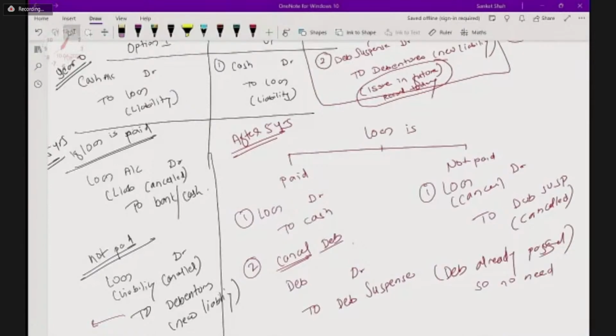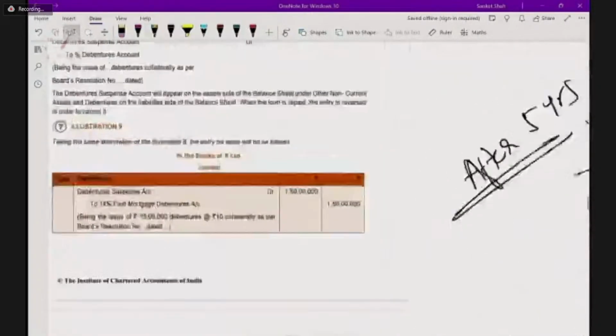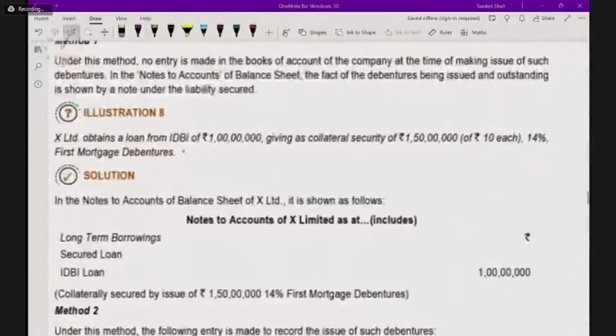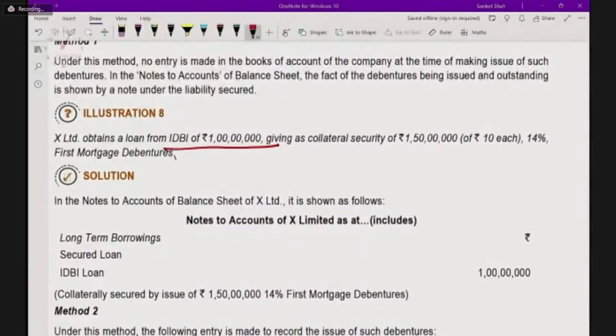Yes, option 1 is easy. Beta, which option? Darshan, we do not have any option in the exam. They have given you: X Limited obtains a loan from bank, 1 crore, giving collateral security of 1 crore 50 lakhs, 14% mortgage debentures. Option 1.